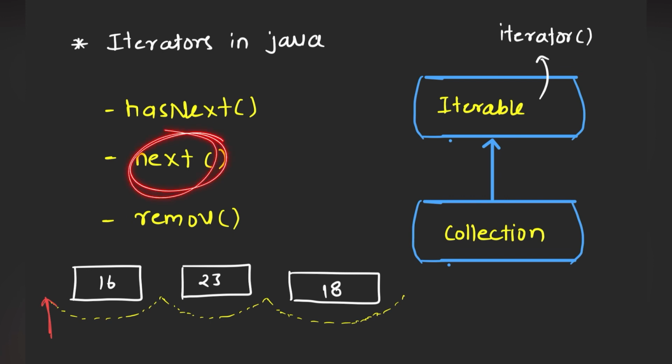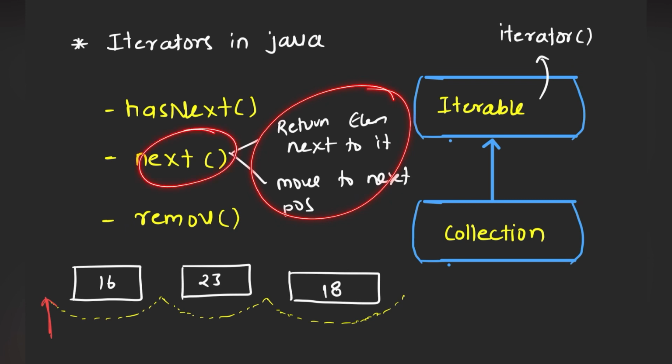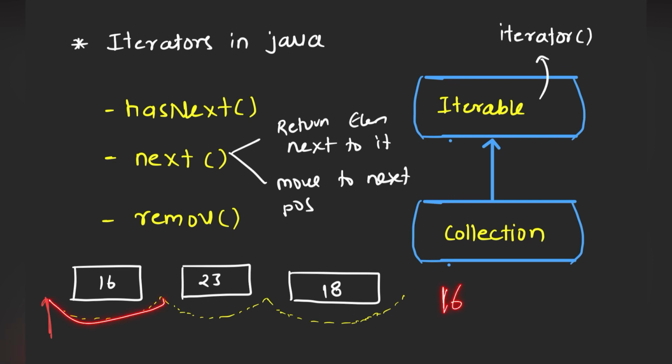Now let's check out the next function. The next function basically does two works at the same time. The first work it does is return the element next to it. The next one is to move to the next position. These are the two works mainly done by the next function. So what it means is, say I'm currently standing before the first element, 16, and if I call next, it will simply return 16 and jump to the next position. So it will jump from this position to this position.